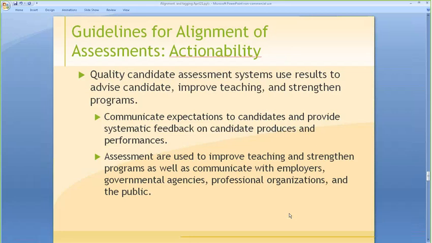So what we want to be able to do in aligning our evidence is to be able to use that evidence for our own purposes, and then we systematically analyze the data that comes from those assessments and present that to CAPE as part of our accreditation. So let me move on.